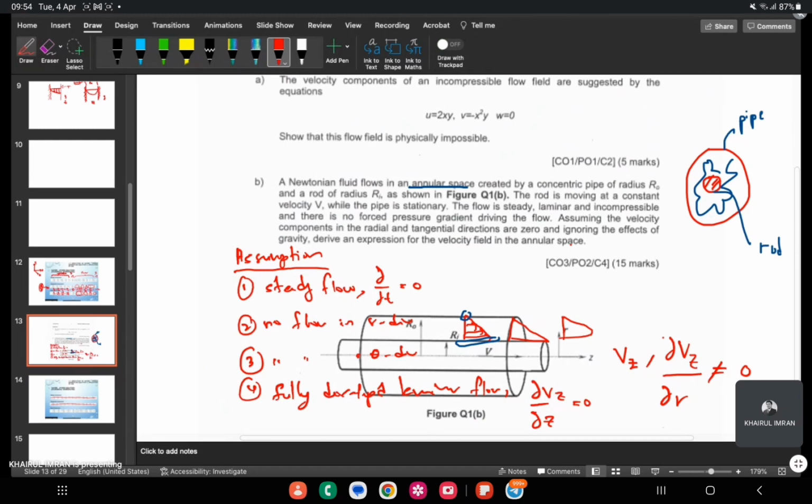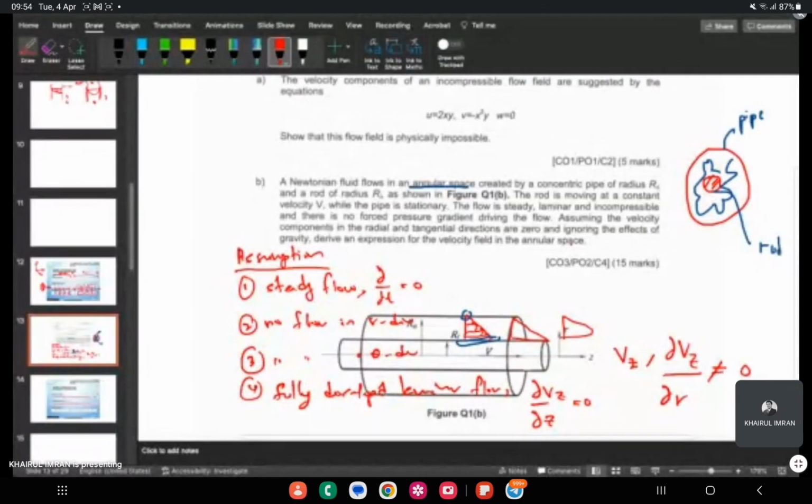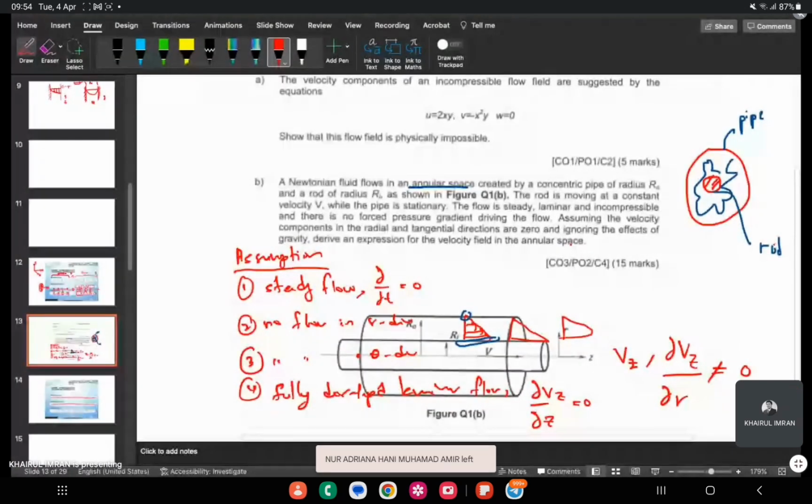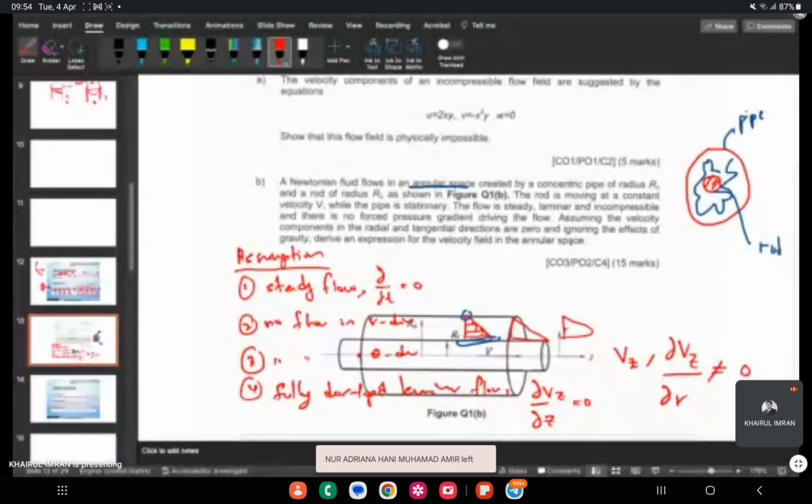Okay. So after you done the assumption, the next part is to solve the continuity equation. Okay. So give me a second, the attachment.